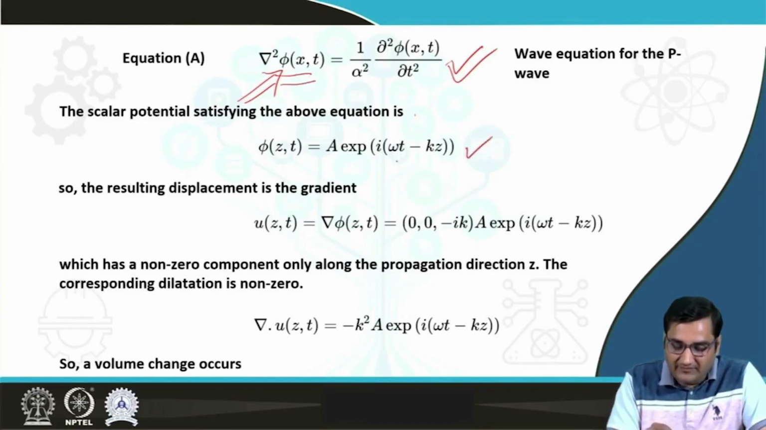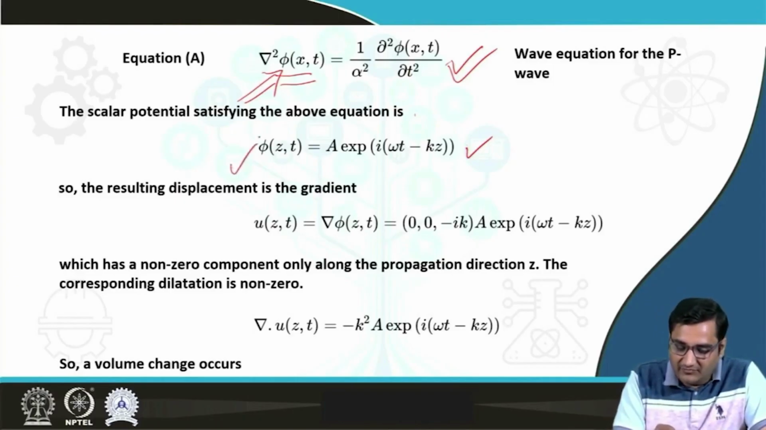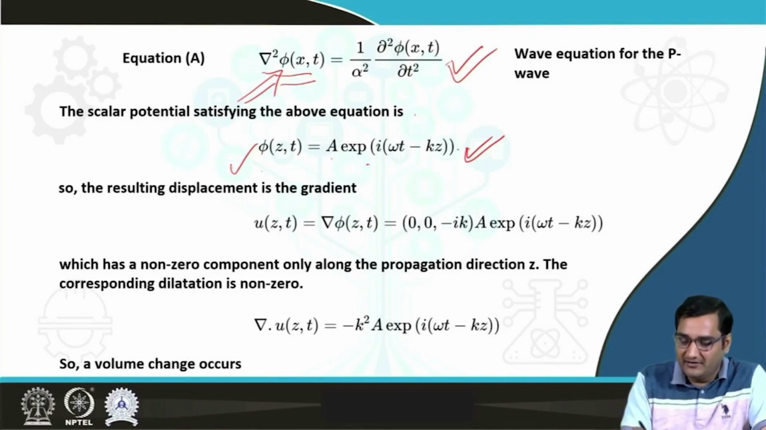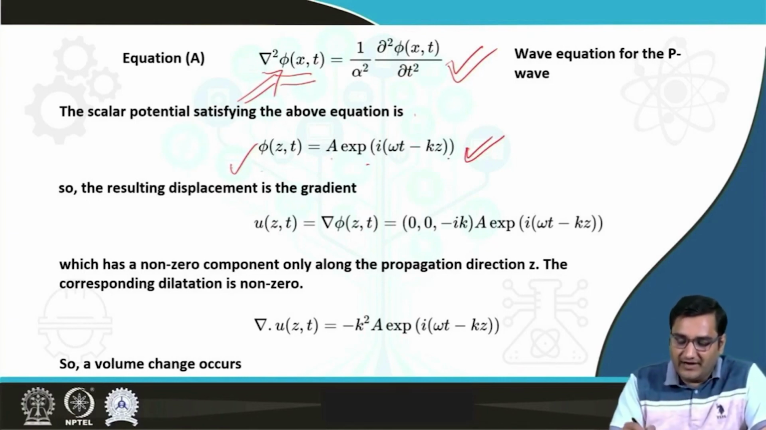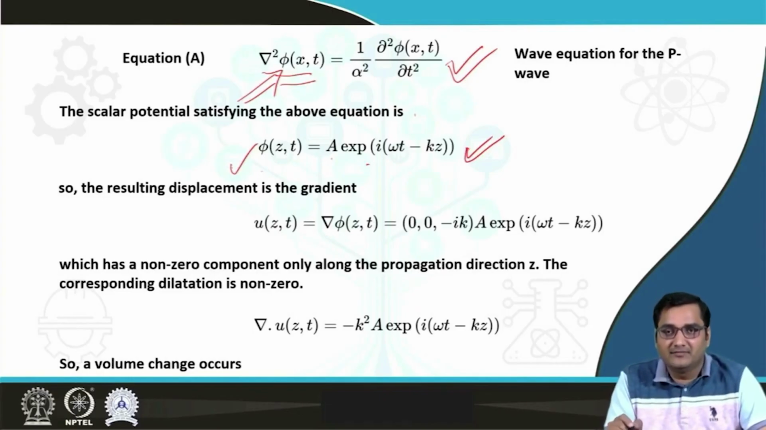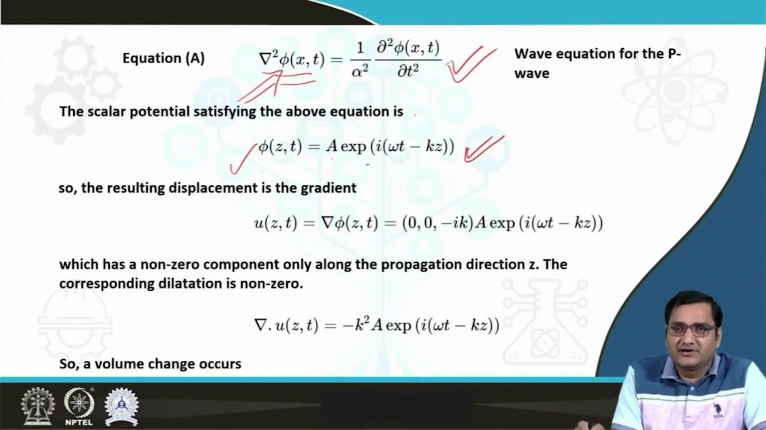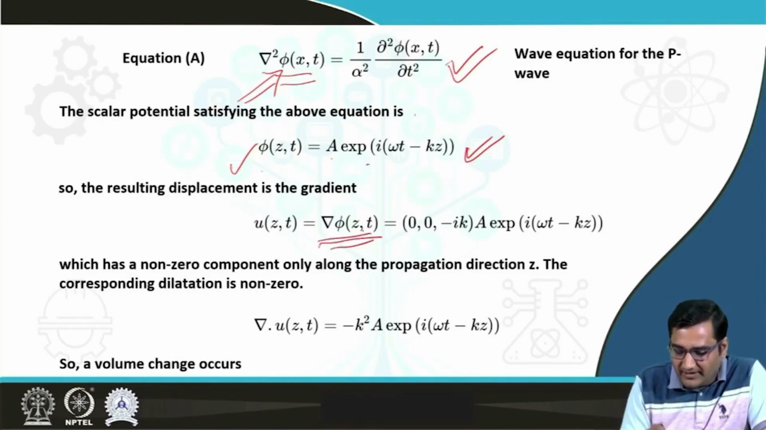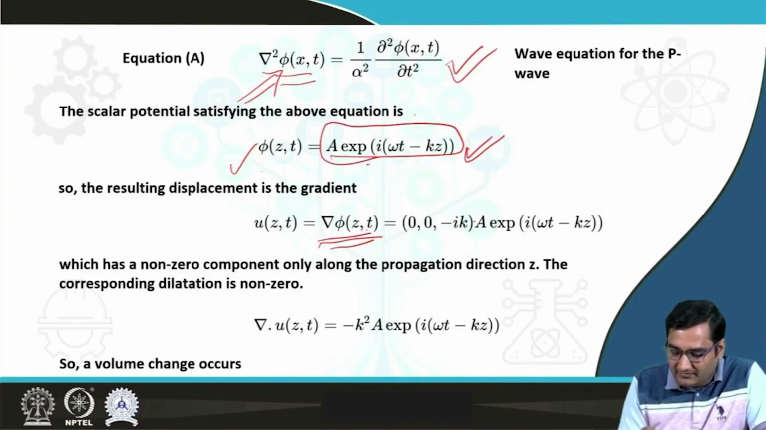That means if the wave is traveling in the positive z direction, then phi(z,t) may look something like this: phi(z,t) equals A exponential i(omega t minus kz). The wave is traveling in the positive z direction. If you want to find the displacement of the particle along which the wave is traveling, you just have to take the gradient of the scalar field phi(z,t), and this gradient will become something like this.